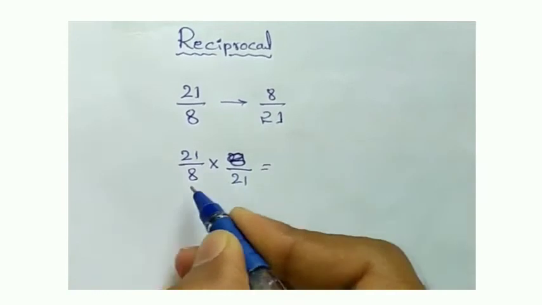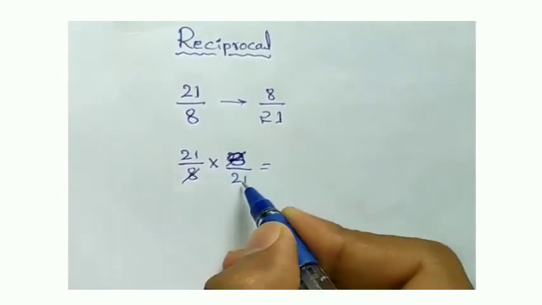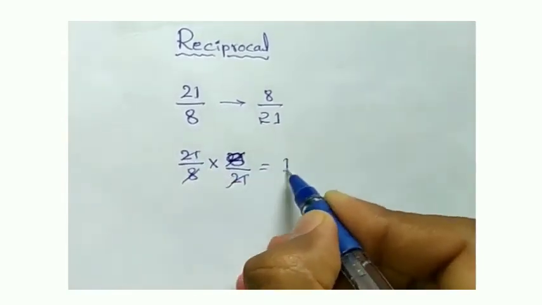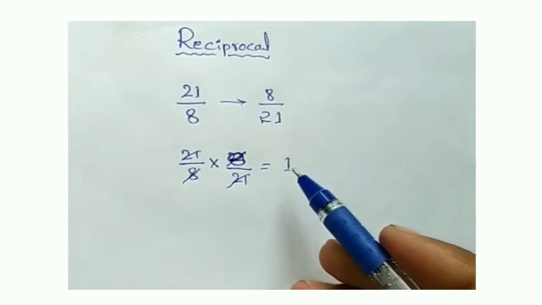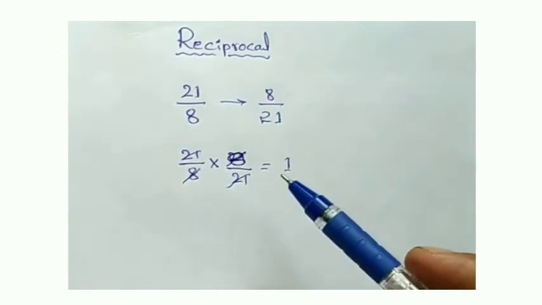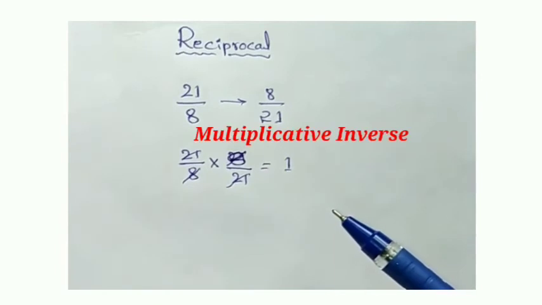What will you get here? 8 gets cancelled, 21 gets cancelled. What is left? We got 1. That's why you can call it the reciprocal or multiplicative inverse.